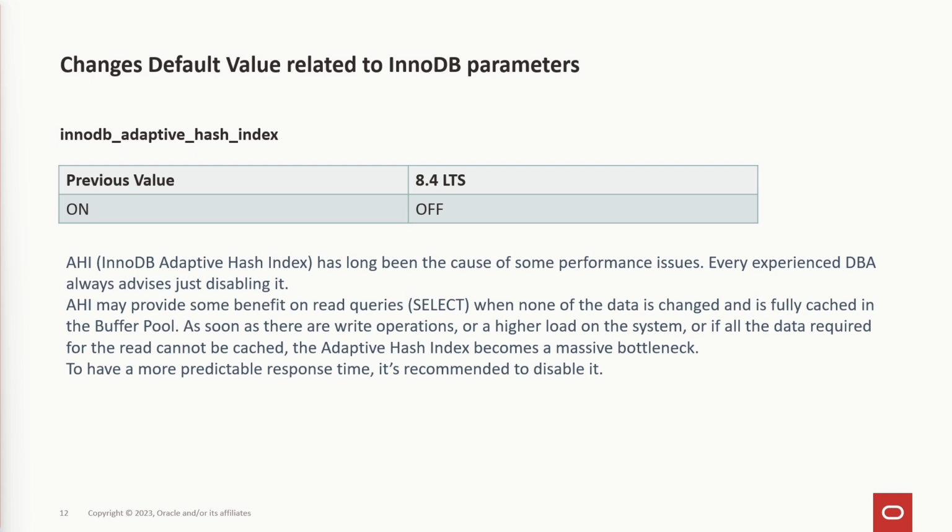And the other one is InnoDB Adaptive Hash Index. Some of you already knew about it. This one is not really effective for performance, so in most cases we recommend off. So now in 8.4 the default is off. As I explained here, this one only gets the benefit on read queries that are fully cached. So there are not many cases where you can get the benefit from it.